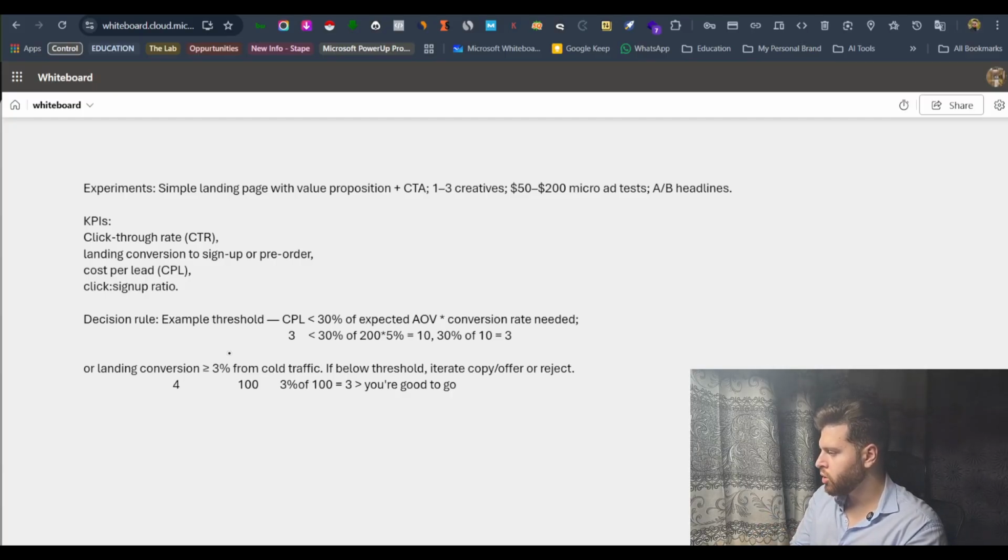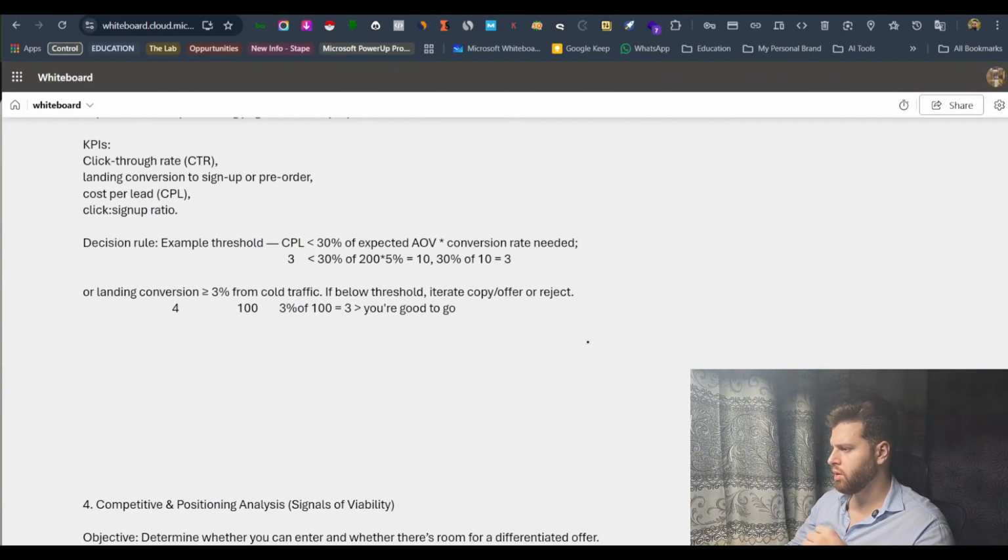So $200 times 0.05 gives us 10, and 30% of 10 is 3. So in this scenario, it's good. The cost per lead is healthy. We have people interested, so we can move on with the product. If not, just go to the next product.